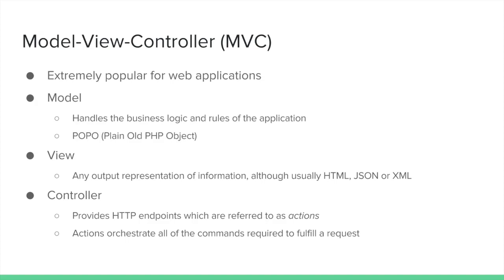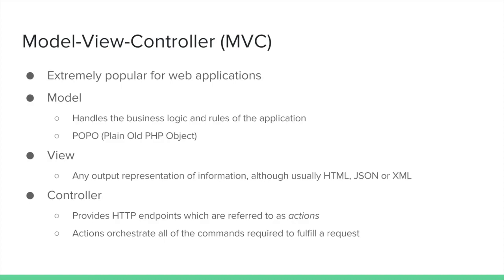So a part of it is the model layer. This is where the business logic of the application happens. Let's say the rules of the application. This could be calculations or something like that. This layer consists of plain old PHP objects, or POPO. Basically what this means is that your classes in this layer will be free of any sort of framework dependencies.